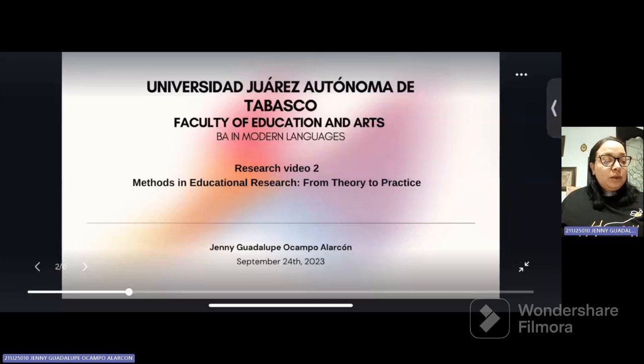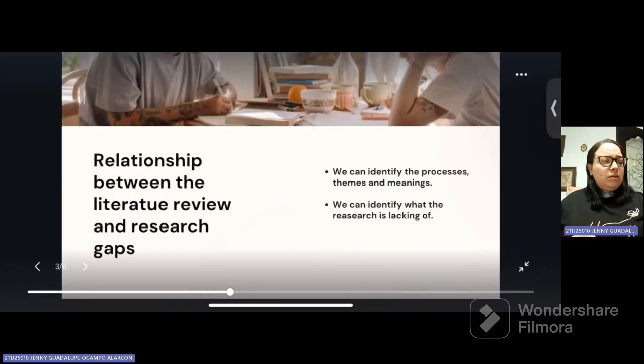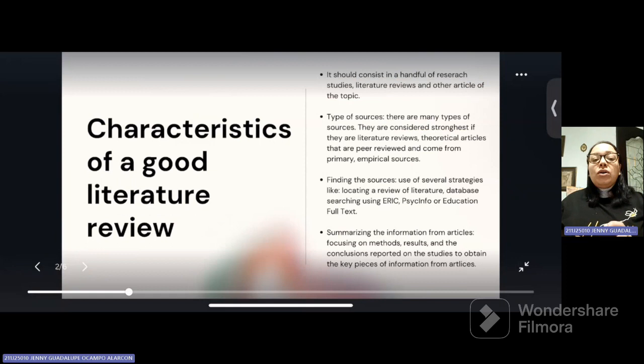And for this video, we were asked to identify the characteristics of a good literature review. So first of all, it should consist of a handful of research studies, literature reviews, and other articles on the topic. This way, we will have a good amount of information that can help us keep going with our investigation.